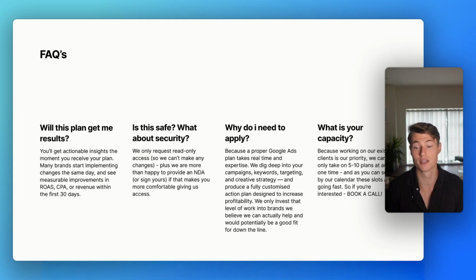Why do you need to apply? Because a proper Google Ads plan is going to take time. And as I said, we can only do so many of these. So we only want to help brands that we can actually help, right? So if you have under a certain budget, if you're not spending $3,000 a month at the moment, or you're not planning to spend over $3,000 a month on ads, we can't help you, I'm afraid. Okay, because we can only do so many of these.